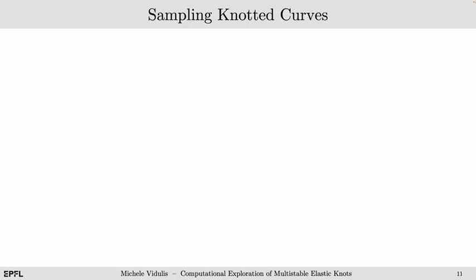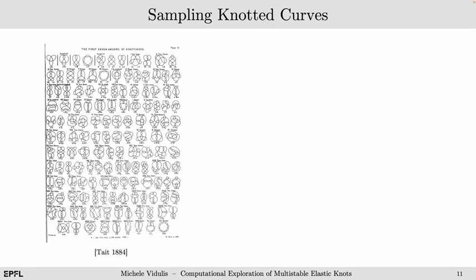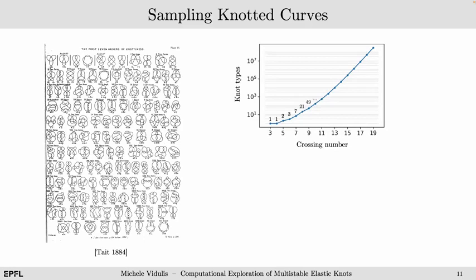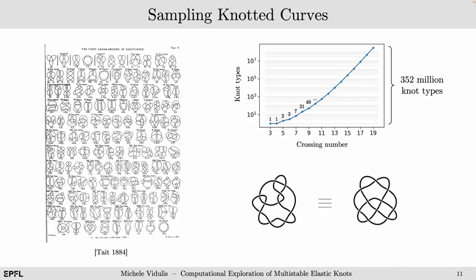However, the space of closed curves is non-trivial to sample. Starting from the work of Tate in 1884, knots have been classified in tables according to their crossing number. The most recent knot table goes up to 19 crossings and contains more than 350 million knot types. This exponential growth suggests that a randomly picked closed curve will hardly have a given desired knot type. And even if it had, we wouldn't be able to know, as no efficient algorithm to tell knots apart is known. Generating random curves in R3 would then be unfeasible.